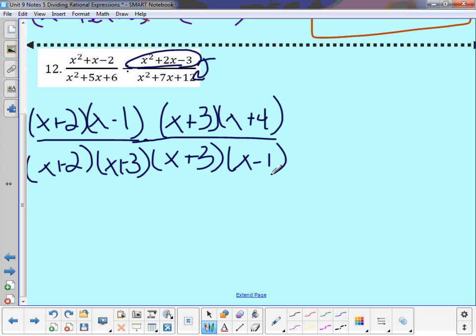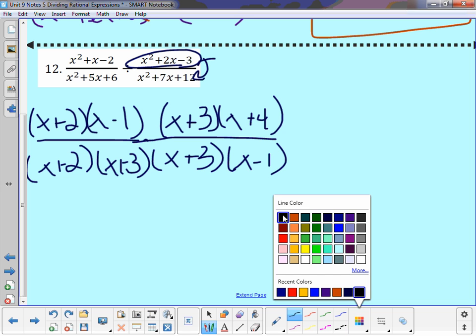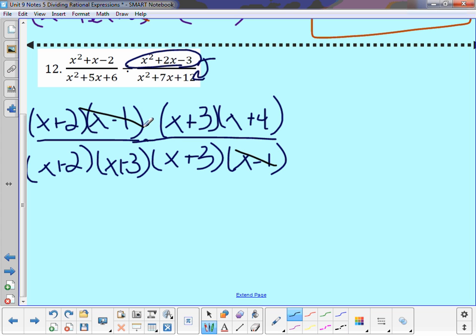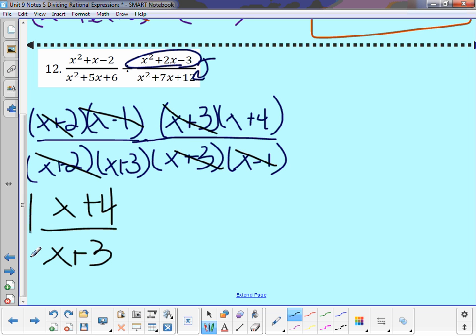Now I have it all written out, so I just have to start canceling out factors. I can cancel out minus 1, cancel out 3, and I can cancel out 2. So left on top, I have x plus 4, and left on the bottom, I have x plus 3. So this right here is your final answer.